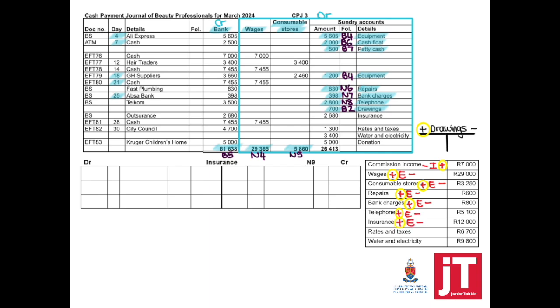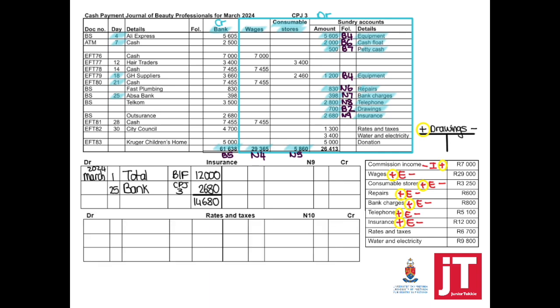The same will be done with insurance. Insurance is an expense. On the debit side, total brought forward from the CPJ on day 25, 2,680. At the end of the month, my total is 14,680.